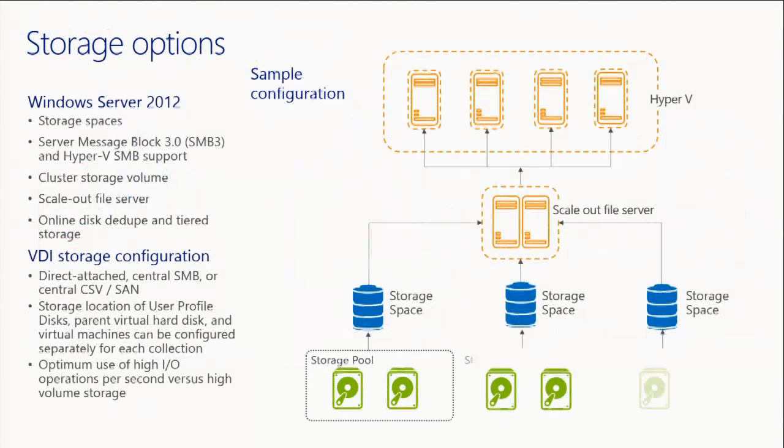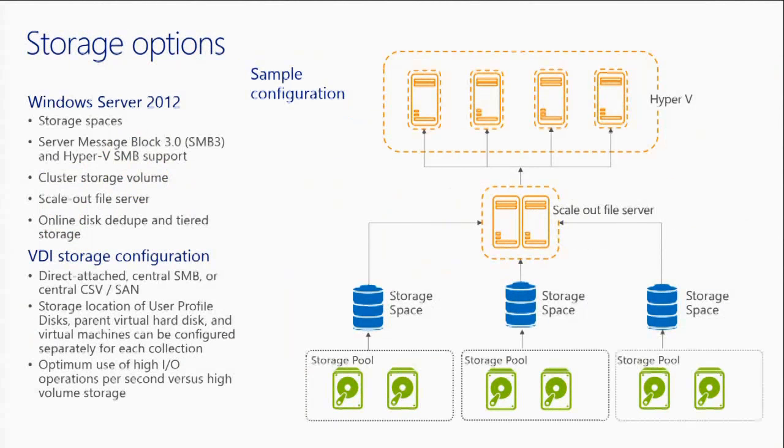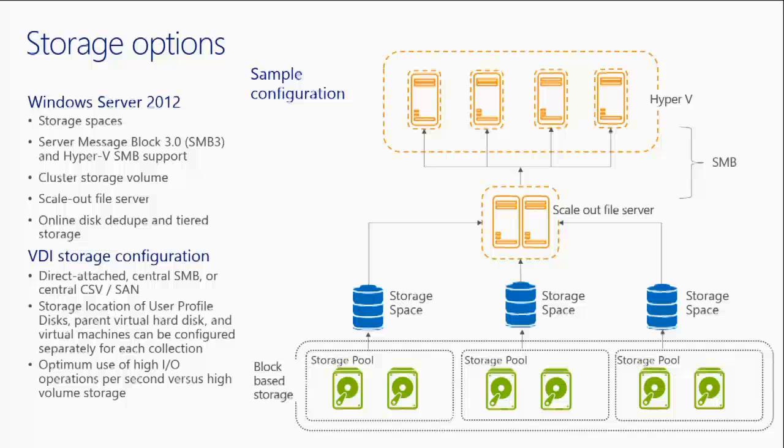So cool stuff that's coming in 2012 with tiering and disk dedupe. Okay. And again, I talked about this. This is one way you can do it. You can use a scale-out file server and just put all your disks in there, arrange them, and access them over the network. You could do the same thing. You could just move that storage spaces directly into the servers and use locally attached storage. We could put a SAN in there.